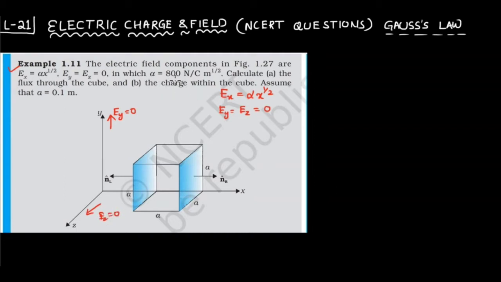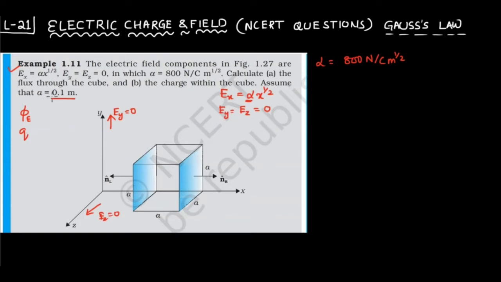And the value of alpha is how much? Alpha is equal to 800 Newton per Coulomb meter power half. Is that clear? So we have to calculate two things. The first one is the flux through the cube, and the second one is the charge within the cube. So first we have to find the total electric flux phi e, and then the total charge q enclosed by the cube, and we have to assume that a equals 0.1 meter.